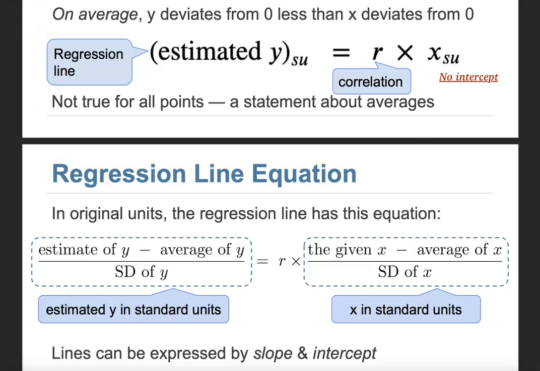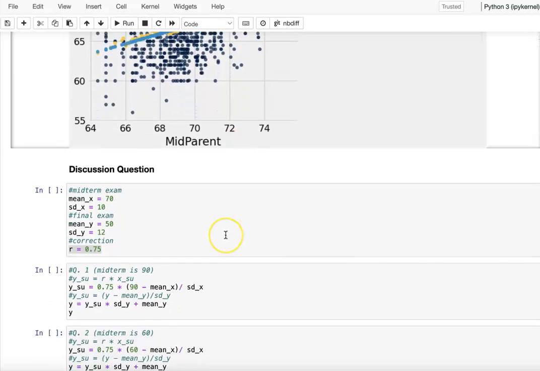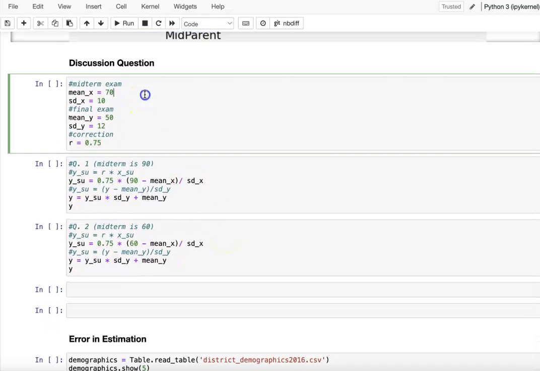So of course, we can write this in our Jupyter notebook. So here are our known values. We make the midterm exam x, and the final exam y. So we have the standard deviation and the average for the midterm exam, and the standard deviation and the average of the final exam. So we have the correlation.